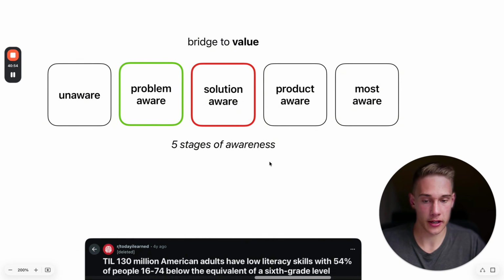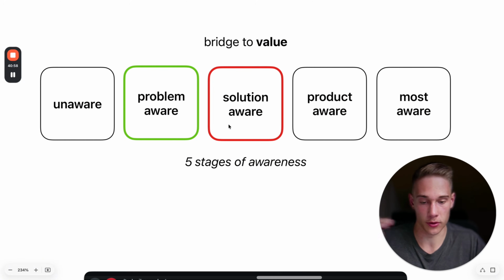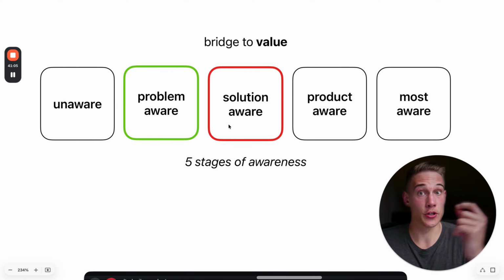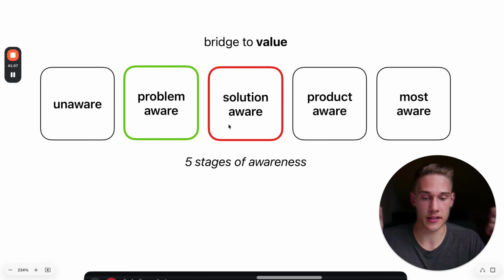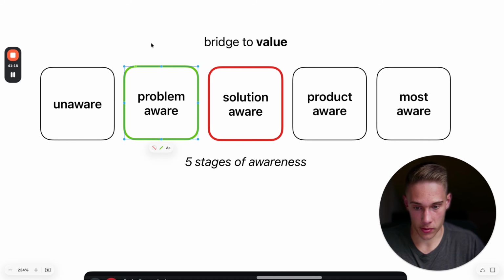Now, after you have your hooks all listed out and you see the framework, and obviously you have all the examples there, you need to bridge to the value. Now, when it comes to value, you need to understand in which stage of awareness your ICP even is. So, for example, with Ollie, we looked at all the sales call recordings, we looked at the DMs, and we identified that 95% of his ICP is problem aware.